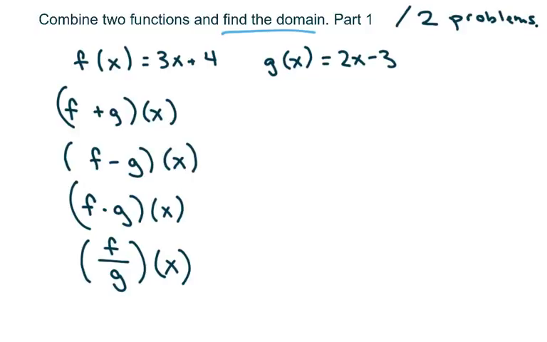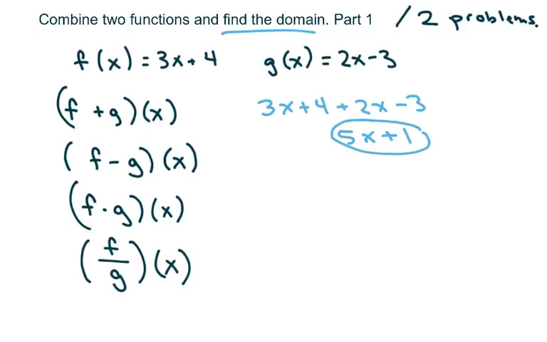When you add these two up, we're going to get 3x plus 4 plus 2x minus 3, and this equals 5x plus 1. And the domain of this is going to be all real numbers, because that's just a simple linear equation.